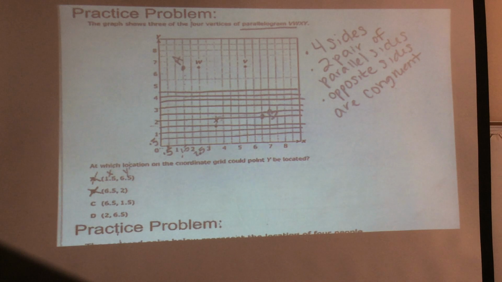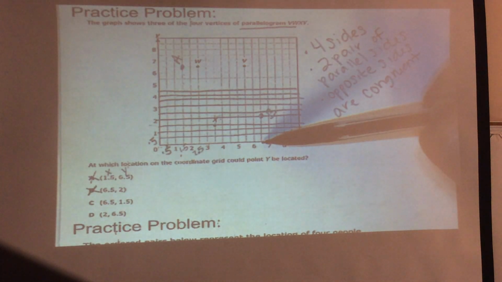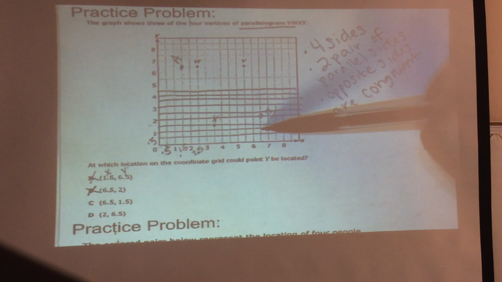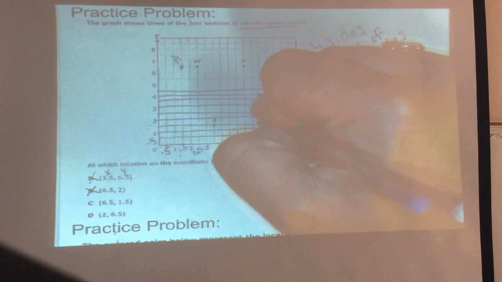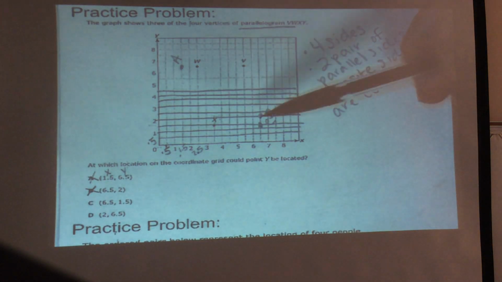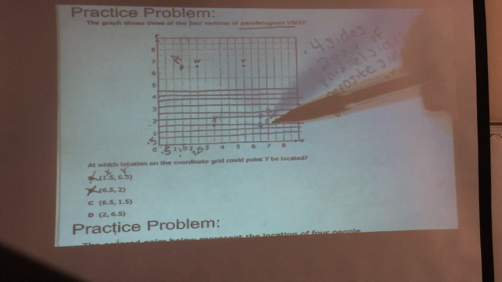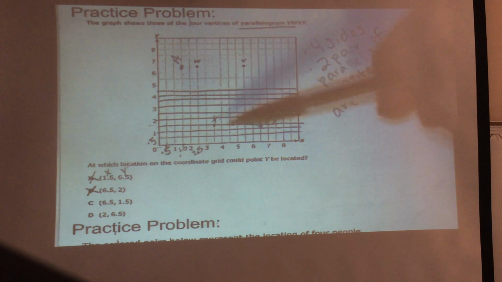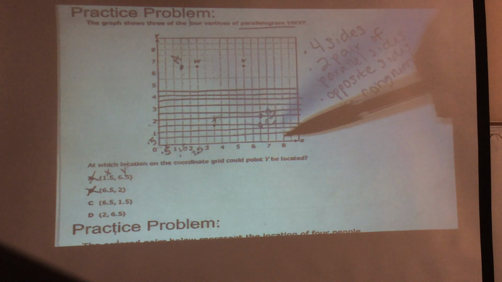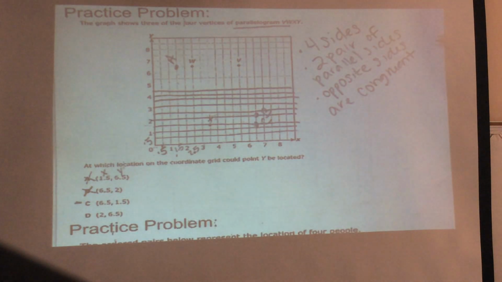C, 6.5, comma 1.5. Going over to 6, going over to 6.5, over 1.5. Point C. If you look, point C is on the same line as X, which means those will be parallel to this. That line and that line will be parallel with each other. That's very well a possibility.